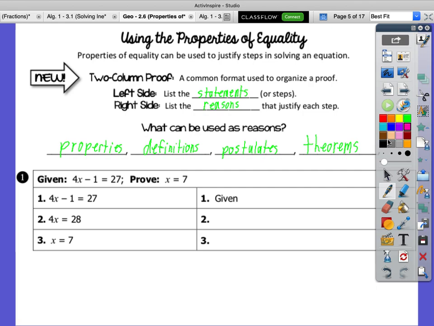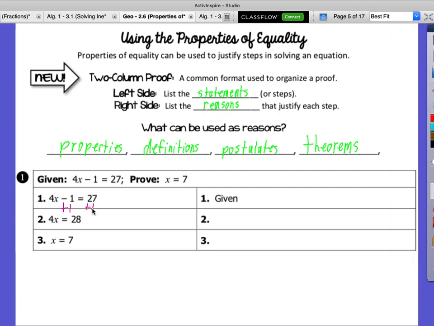The second one, 4x equals 28. How did we go from 4x minus 1 equals 27 to 4x equals 28? What math did we do? We added 1 to both sides, right? So what property tells us that we can add the same number to both sides of an equation and it's okay? The addition property of equality, right?